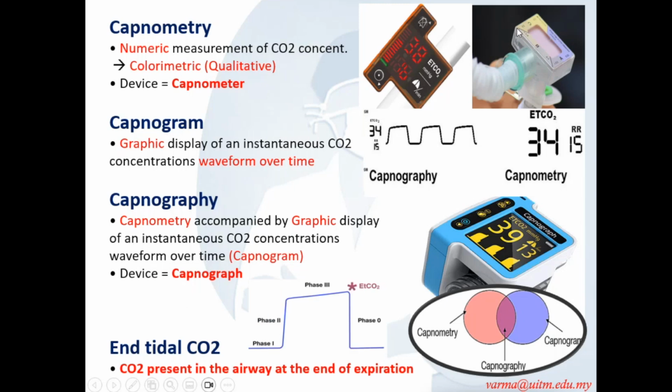Finally, it brings us to EtCO2. EtCO2 is the CO2 present in the airway at the end of expiration, at here. We will discuss end-tidal CO2 in detail. So these are all definitions that might be asked in your exam for 0.5 mark. Differentiate capnometry versus capnogram. So you have to mention these few words.